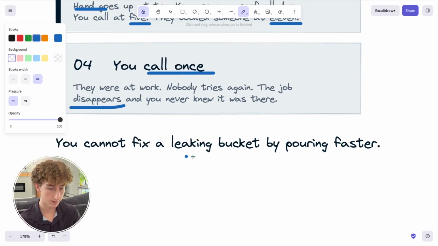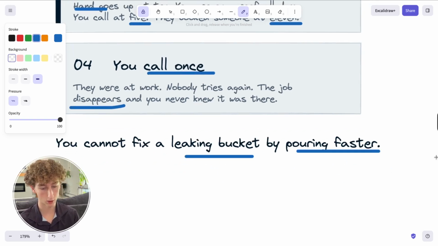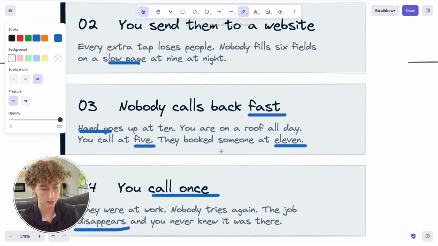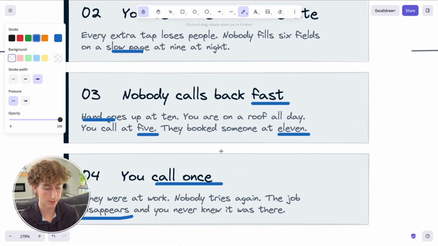So you can't fix a leaking bucket by pouring faster water or pouring water quicker. It's not going to work. If you spend more money on ads, it's not going to fix the problems that you have right here. It's not going to fix follow-up. It's not going to fix how fast you respond to them. It's not going to fix any of that. It's just going to waste more of your money.